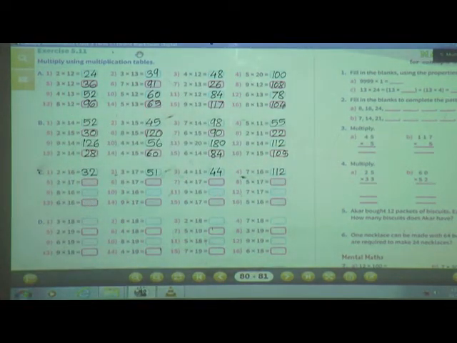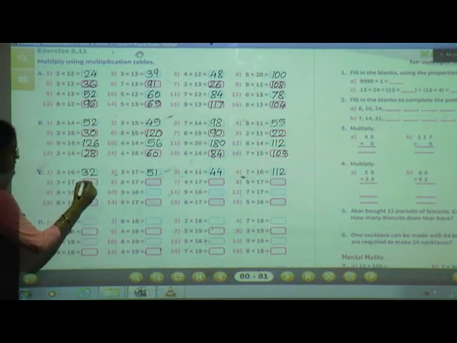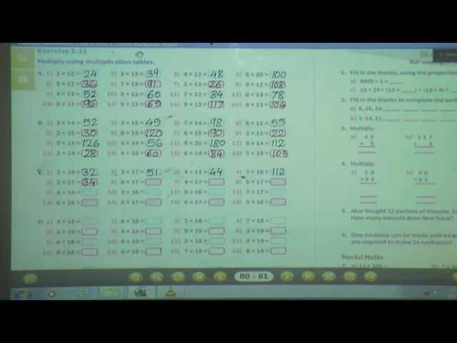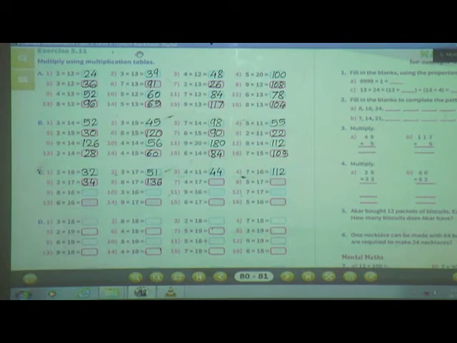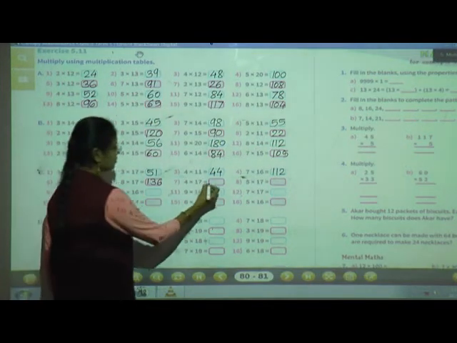Then 2 into 17. Say the table of 17. 17 twos are 34. Next, 8 into 17 means you have to say the table of 17 again. 17 eights are 136. Next, 4 into 17. 17 fours are 68.